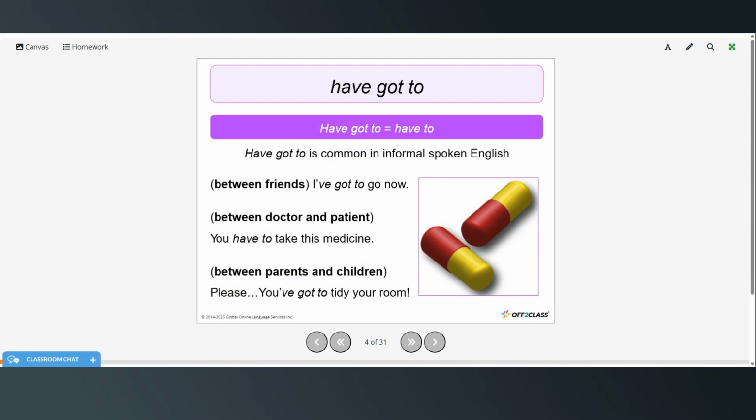Have got to and have to are also used. Have got to is more common in informal spoken English. So if you're talking between friends, you might say something like, I've got to go now. Between a doctor and a patient, you probably say, you have to take this medicine. And between parents and children, you've got to tidy up your room.